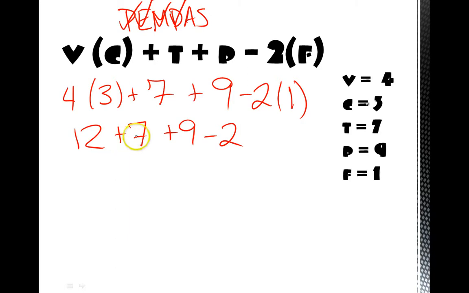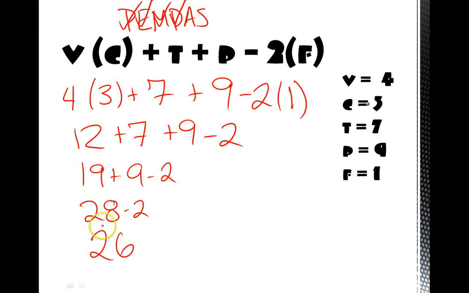So 12 plus 7, that's 19. 19 plus 9, that's 28. And 28 minus 2, that is 26. So you can see this, what kind of looks like a complicated expression, v times c plus t plus p minus 2f, we can simplify down to 26.